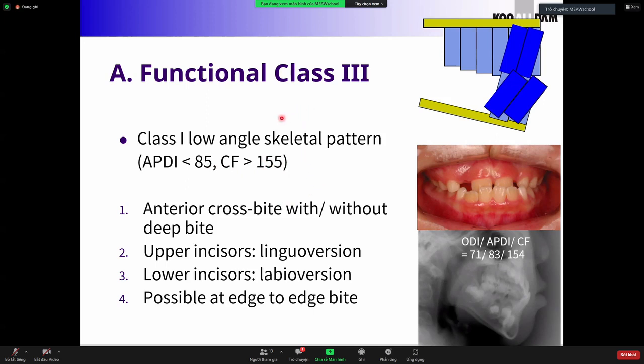In this type of class 3 malocclusion, we can see anterior crossbite with or without deep bite, and lingual version of upper incisors and labial version of lower incisors. At that time, it is possible to make an edge to edge bite.